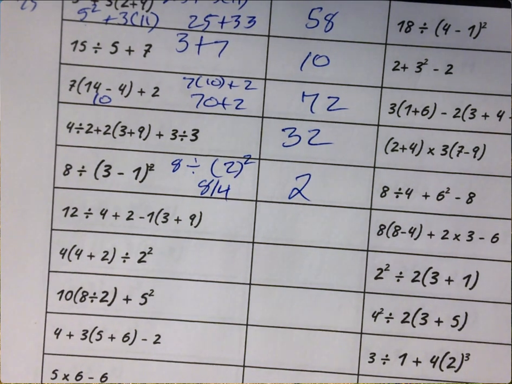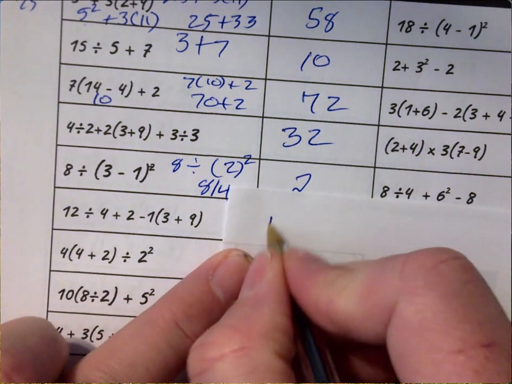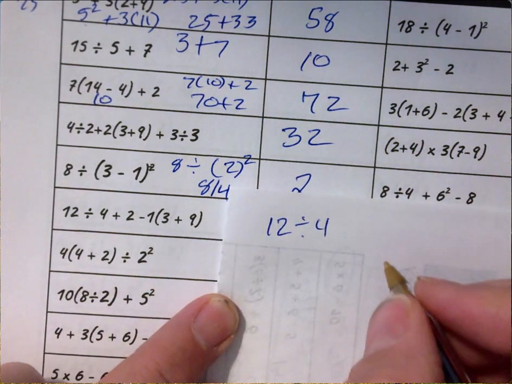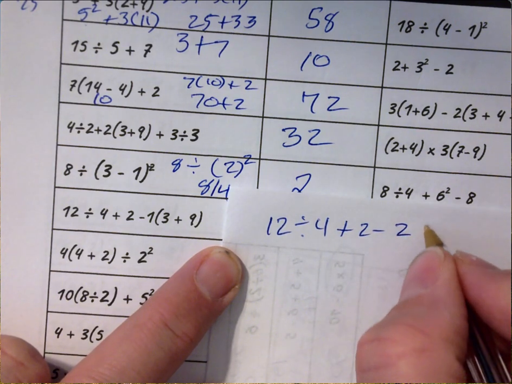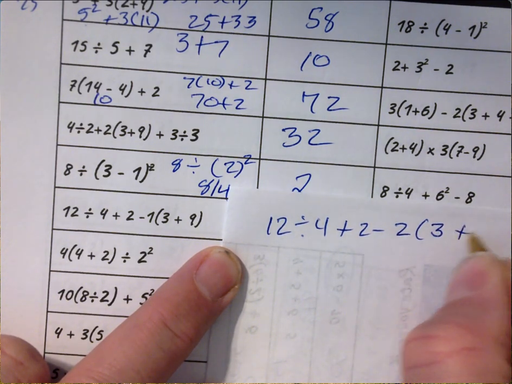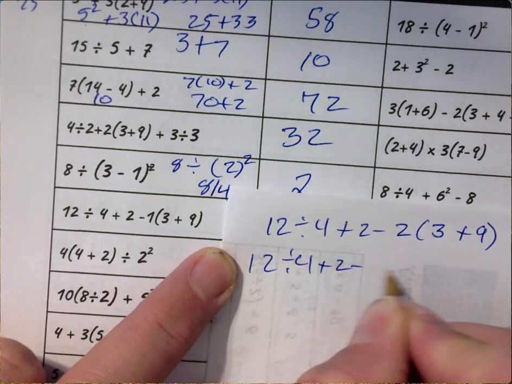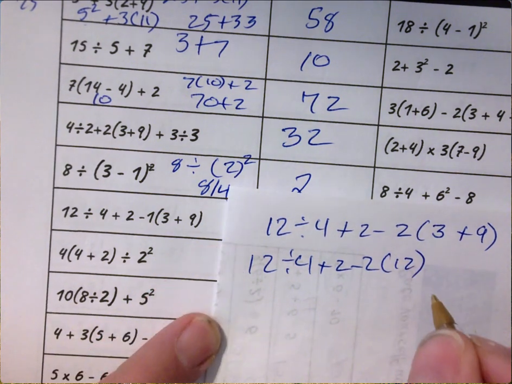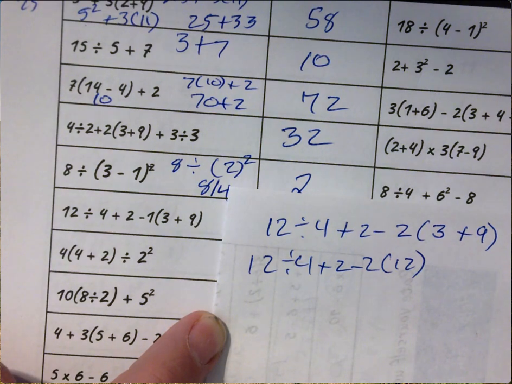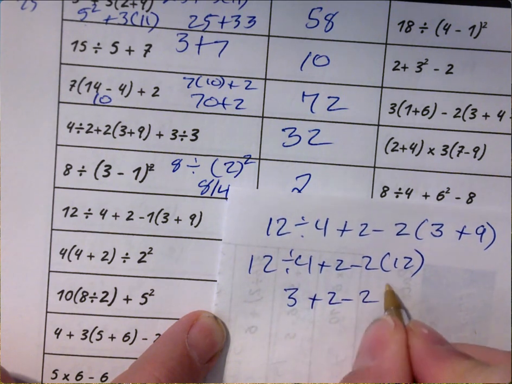Next one, we've got another kind of fun looking problem. Several steps here, so I'm just going to rewrite it. 12 divided by 4 plus 2 minus 2 times 3 plus 9. I'm going to do whatever is in those parentheses first, so I'm rewriting everything. 3 plus 9 is 12. So now we're going to work the multiplication and division from left to right, the same direction we read. 12 divided by 4 is 3. 3 plus 2 minus 2 times 12.